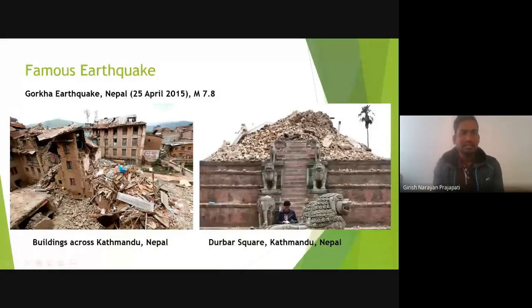I went to Nepal in 2016 to attend a conference, and I saw all those things. The famous Darbar Square in Kathmandu, when I went there, was completely ground flat. There was no building standing. All the historical buildings were damaged, and they were trying to rebuild. That's why they organized that conference, to discuss how we can protect our buildings from such kinds of earthquakes. So sometimes earthquakes are very destructive.